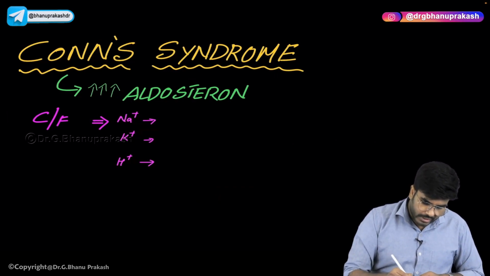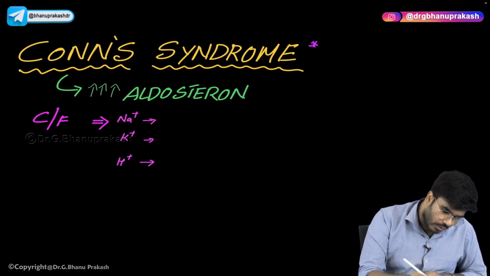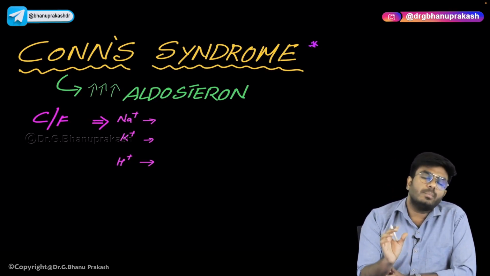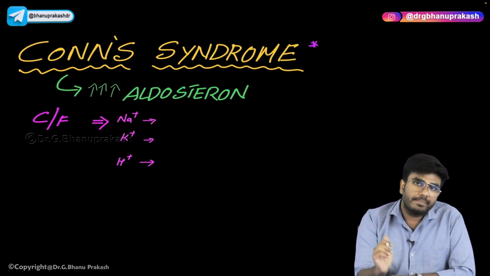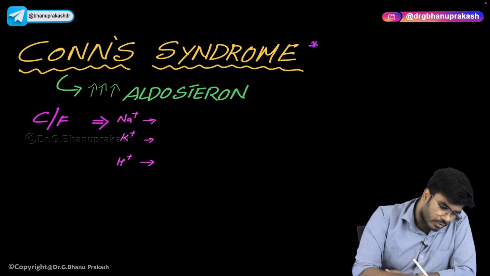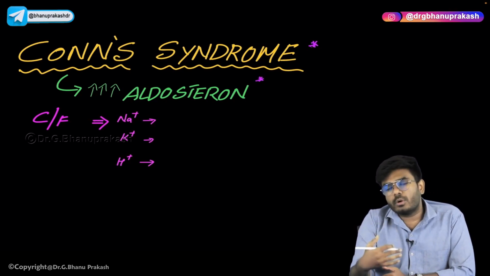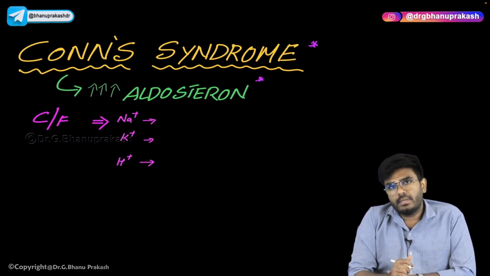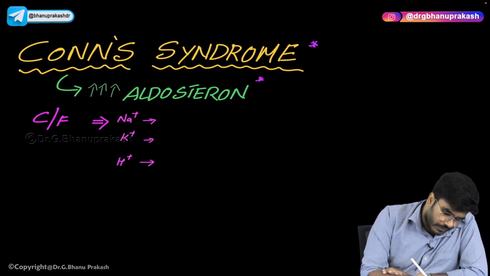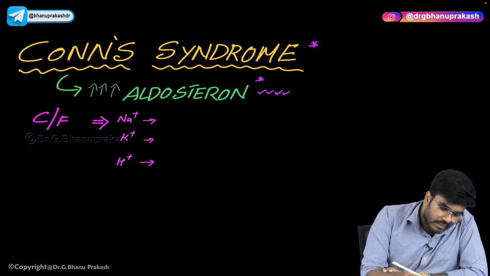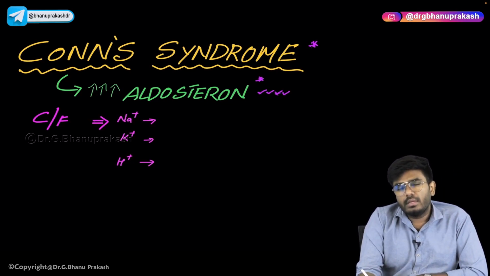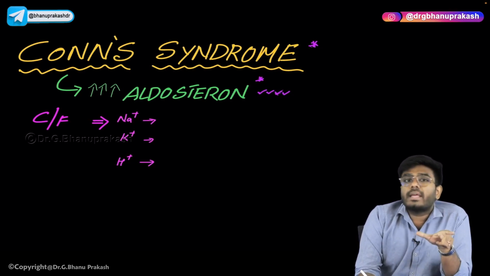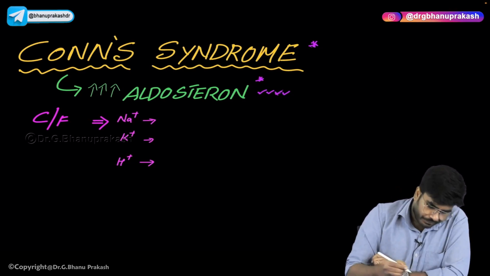Now let's discuss a condition called Conn syndrome, C-O-N-N-S. What exactly is Conn syndrome? Because of some tumor in the adrenal cortex, there is too much production of aldosterone. So much aldosterone is there in the body. Now what happens in this condition? In Conn syndrome, we know there is so much aldosterone, and this aldosterone is going to act on the principal cells. So what happens to the level of sodium?